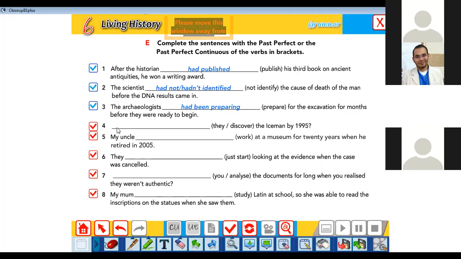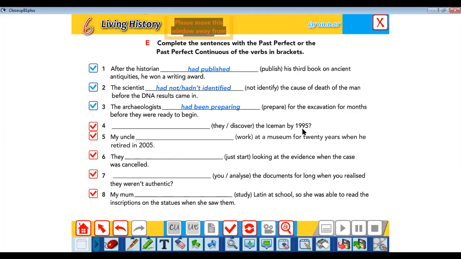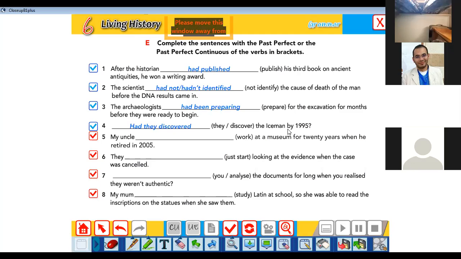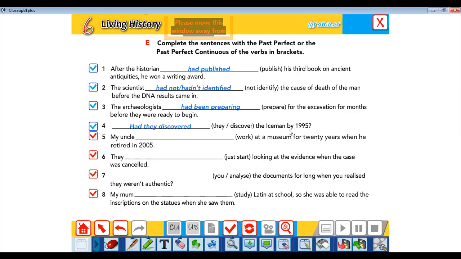This is the first point. The second point is that we have by plus a point in time. By plus a point in time is a keyword for the past perfect simple. So it will be had they discovered. Why? Because by plus a point in time, and the point in time here is 1995, is a keyword for the past perfect simple.